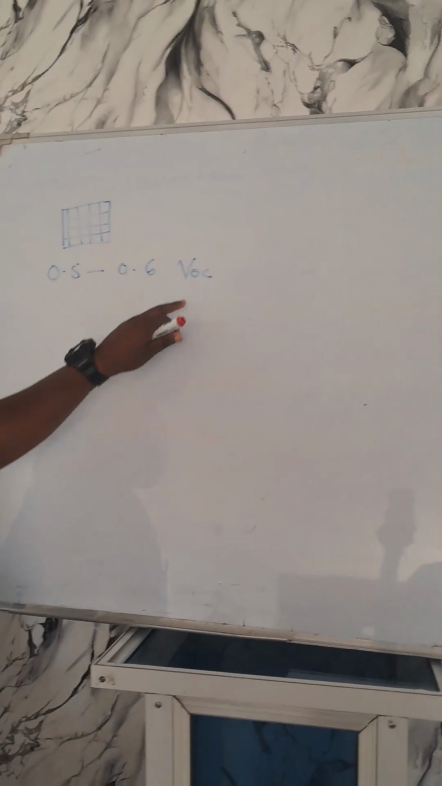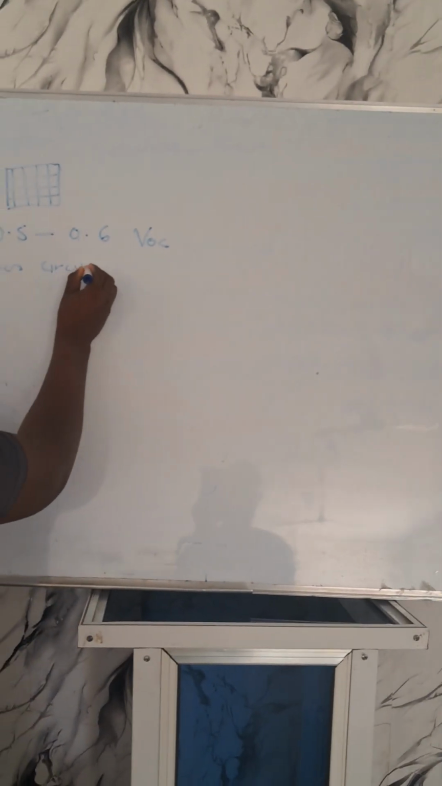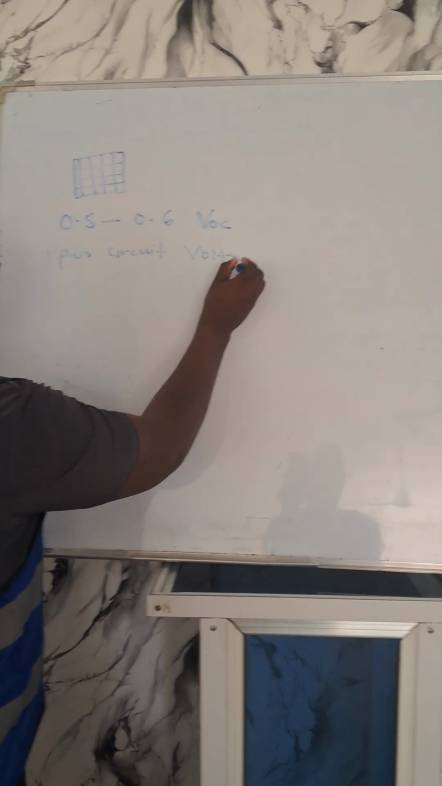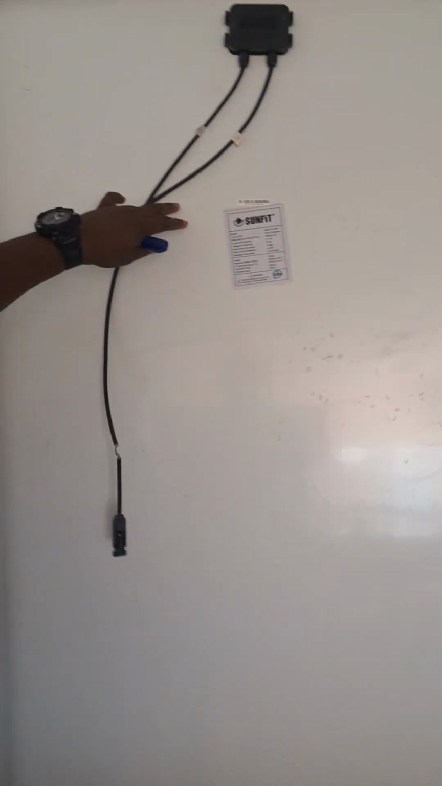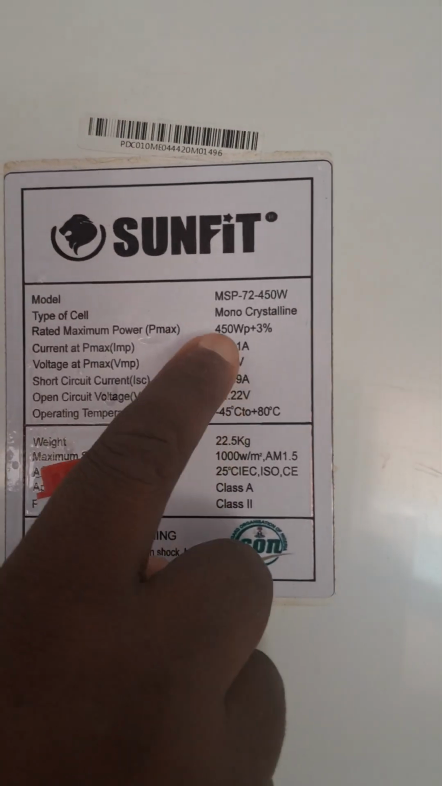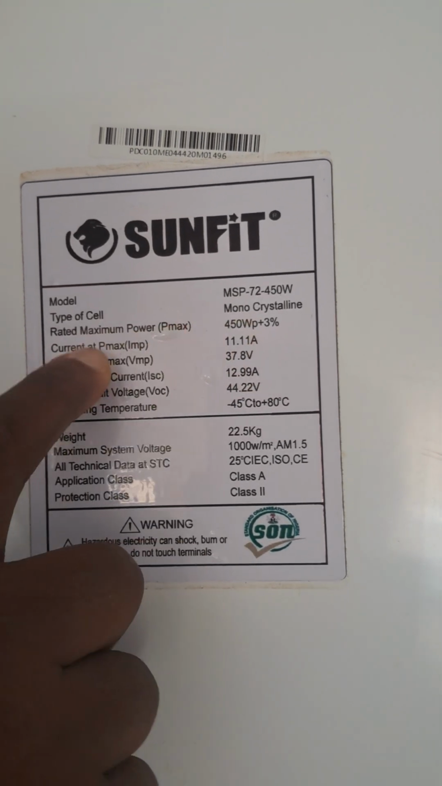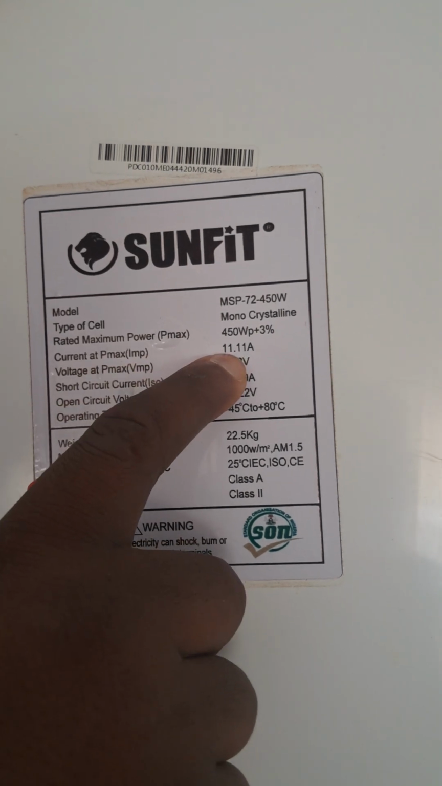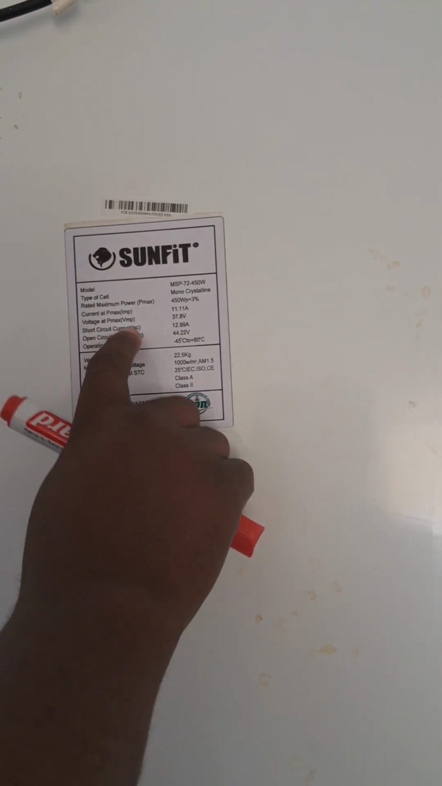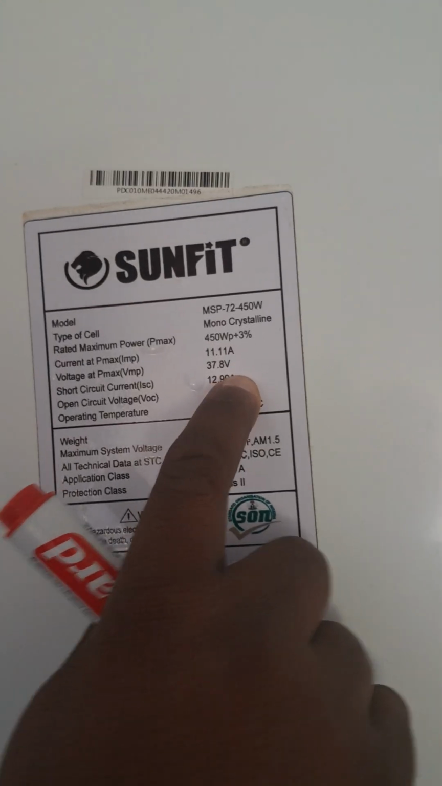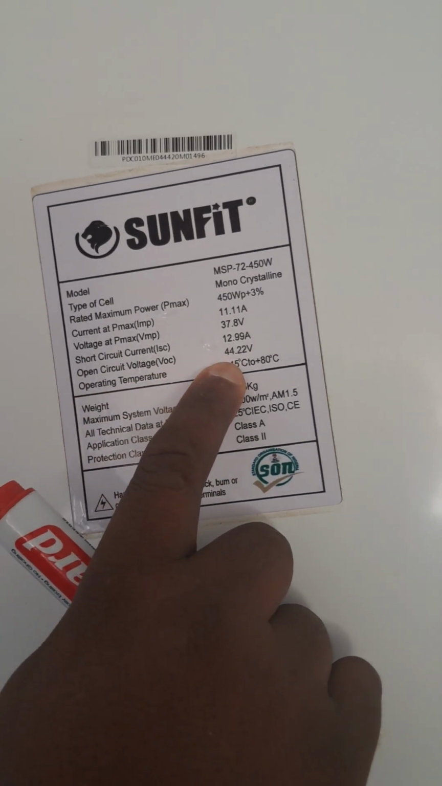What I mean by VOC is open circuit voltage. This is the nameplate of this particular panel. The rated power is 450 watt plus 3%, which is the tolerance. And then this is the maximum power current, 11.11 amps, and the maximum power voltage, 37.8, and short circuit current, 12.99, and open circuit voltage VOC, 44.22.